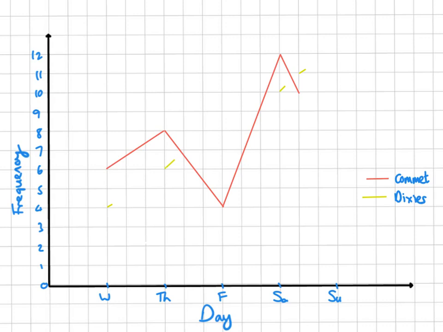Okay, the same for Dixie's. On Wednesday it's 4 and it goes up to 6. On Thursday it's 6 and it increases to 10. On Friday it's 10 and it increases to 11. And on Saturday it's 11 and it increases to 12 for the Sunday. Okay, the only thing it's missing is a title, and we'll call it TV Sales Comparisons.